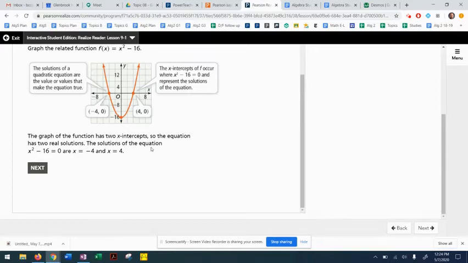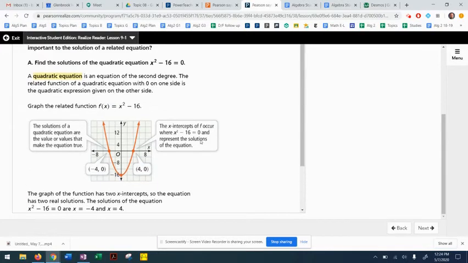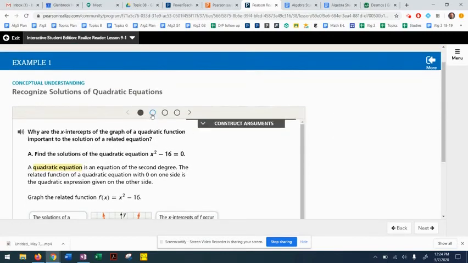So when you're asked to solve a quadratic equation, you're really asked to find where that function crosses the x-axis, provided the equation is set equal to 0. And that defines one of these terms that we're concerned about. It says here that the zeros of the function are when the graph crosses the x-axis. Those are the zeros.